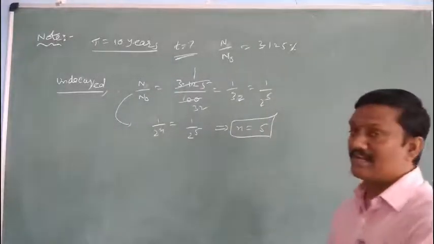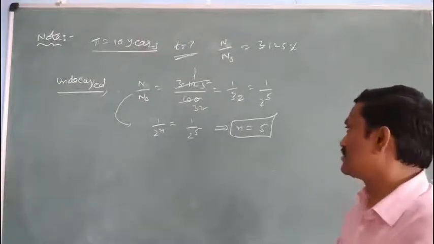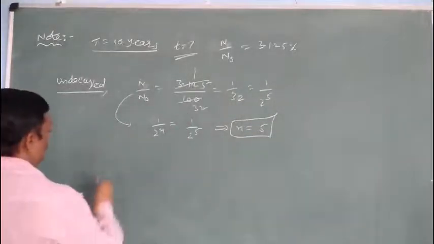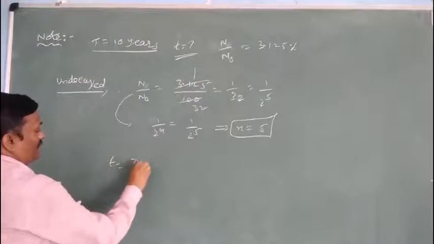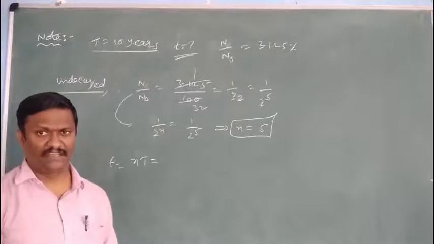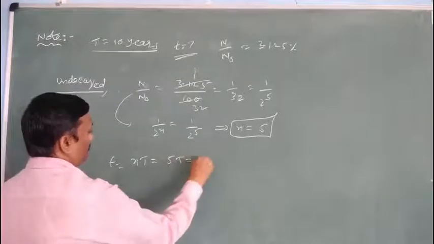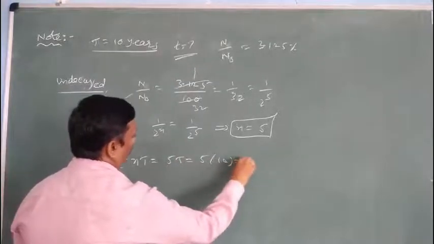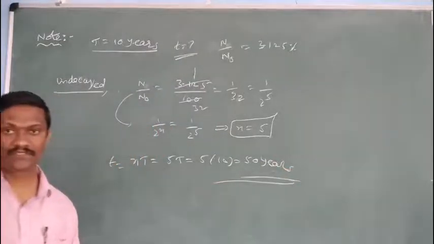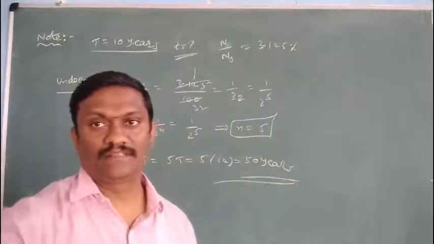So the fraction of atoms undecayed is 3.125%, which means 5 half-lives. Time for one half-life is 10 years. But the time for n half-lives becomes n t. One half-life is 1 t, 3 half-lives is 3 t, 5 half-lives is 5 t. So 5 into 10 is 50 years. So that is about one more example problem based on this half-life period.